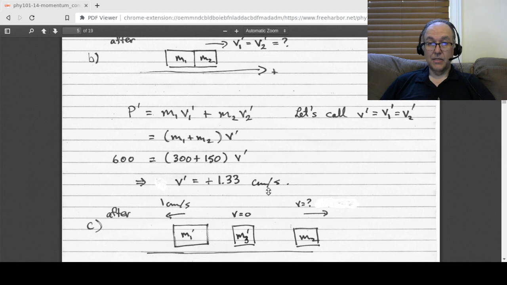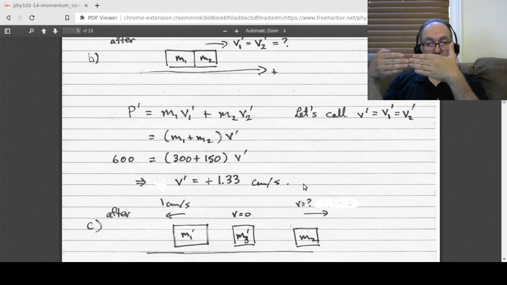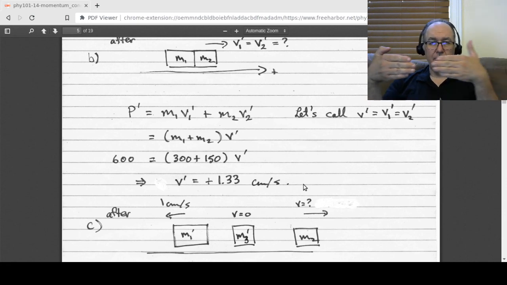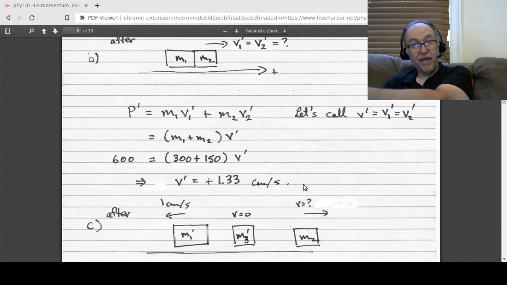Does that make sense? Before we go on to part C, does that make sense? Well, before we had the 150 standing still and the 300 coming in at 2 centimeters per second. They're going to stick. When they stick and collide, you expect that the resulting velocity is going to be less than 2 centimeters per second. It doesn't make sense that they come together, they collide, and then they actually go faster.